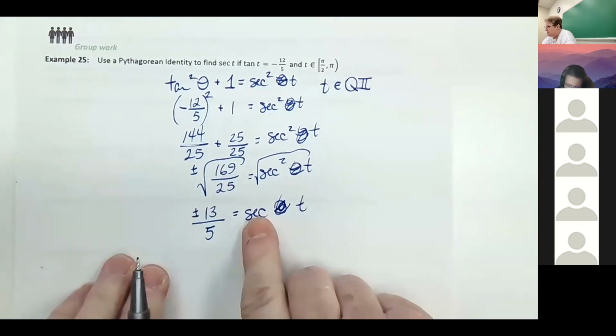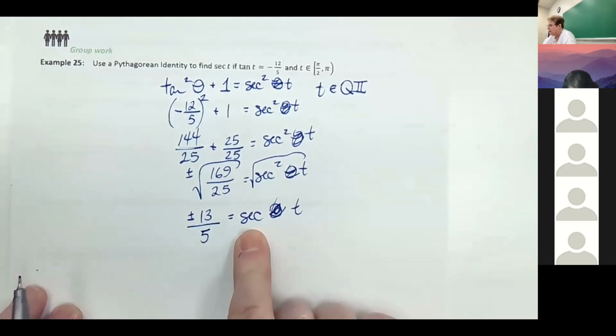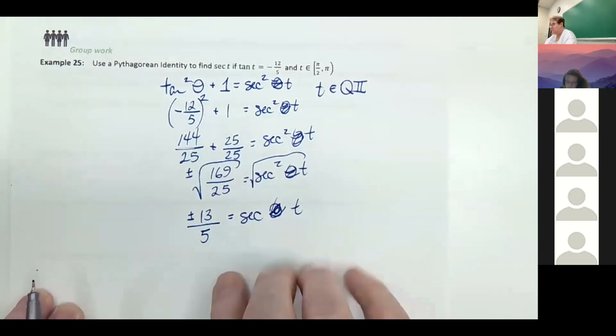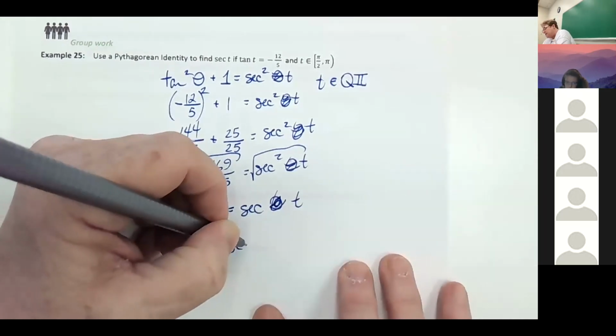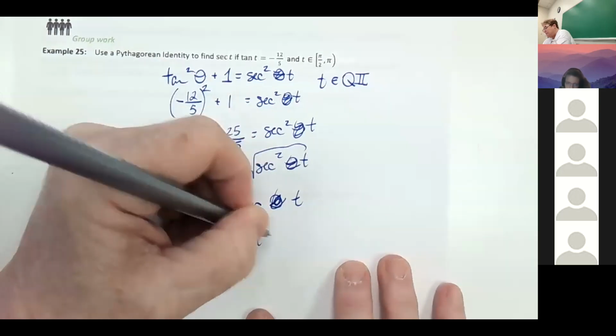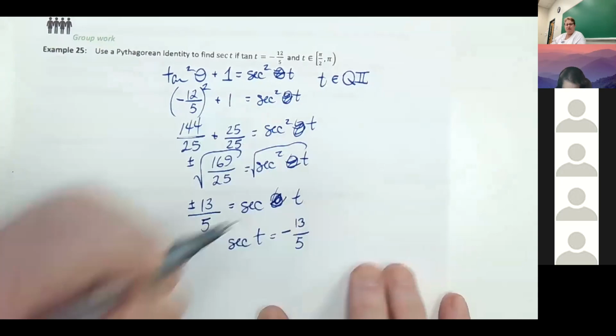Good. Secant is related to cosine. Is cosine positive or negative in quadrant 2? Cosine is negative. Good, because it goes with x. So we get that the secant of our exact angle, wait, it's negative, is negative 13 over 5. Yes, very good.